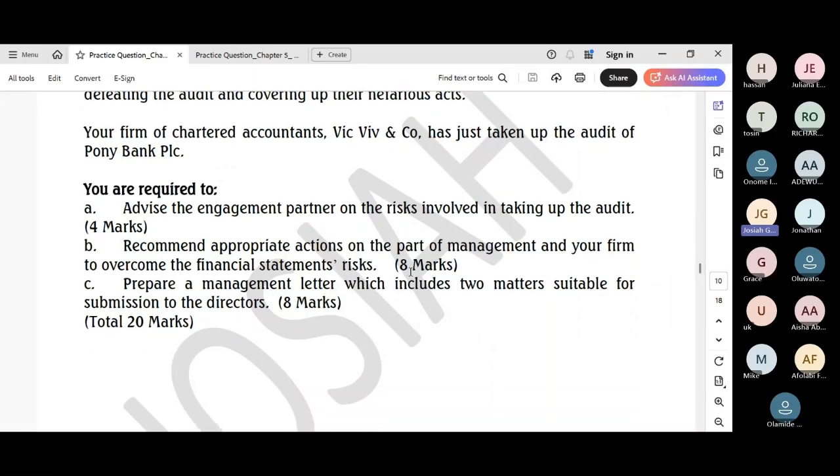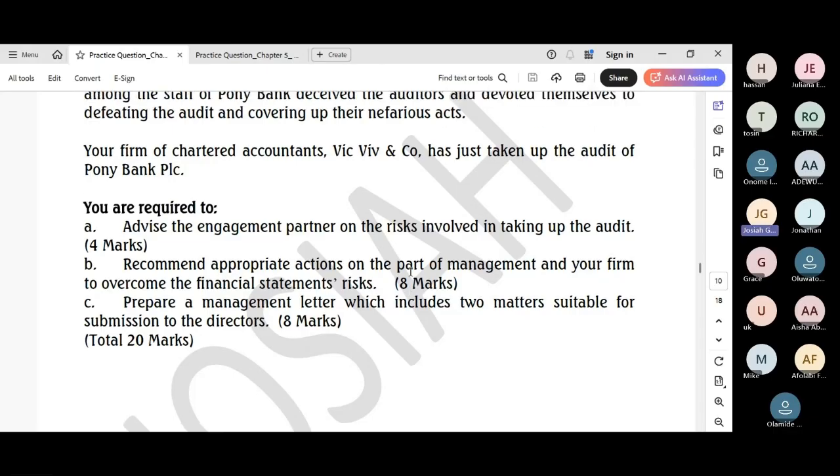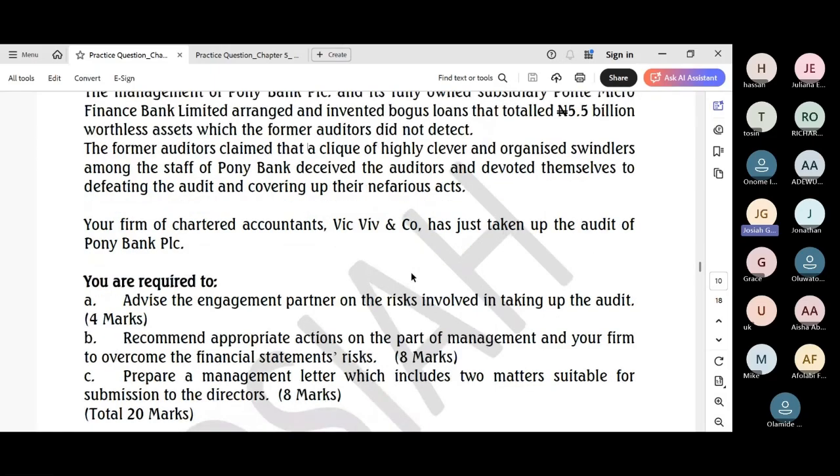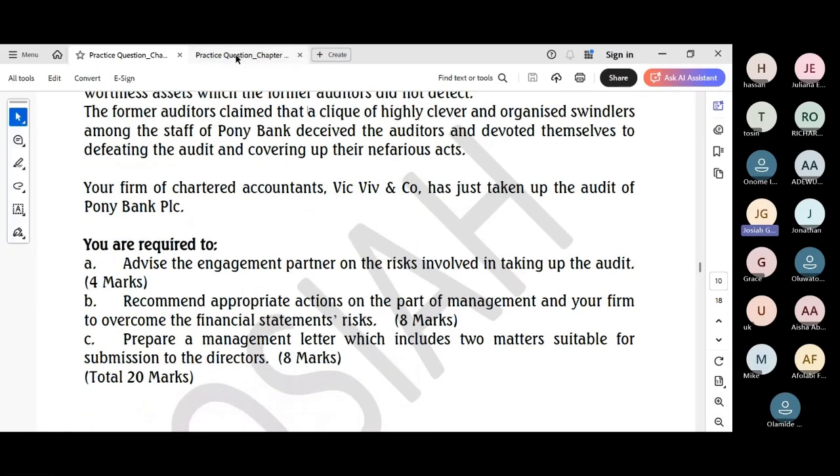You are required to A, advise the engagement partner on the risks involved in taking up the audit, 4 marks. B, recommend appropriate actions on the part of management and your firm to overcome the financial statements risks, 8 marks. C, prepare a management letter, which includes 2 matters suitable for submission to the directors, 8 marks. Wow. 20-mark question. Incredible.